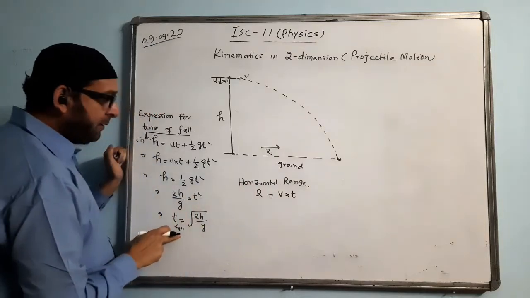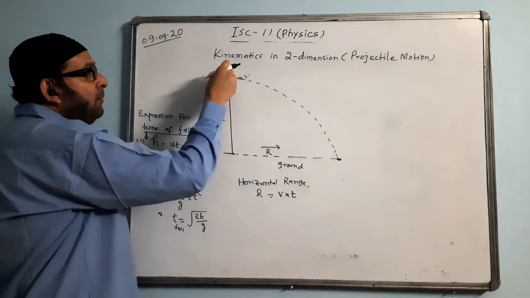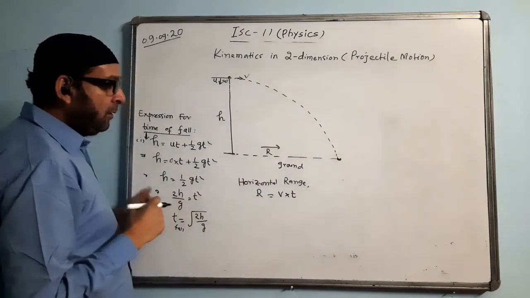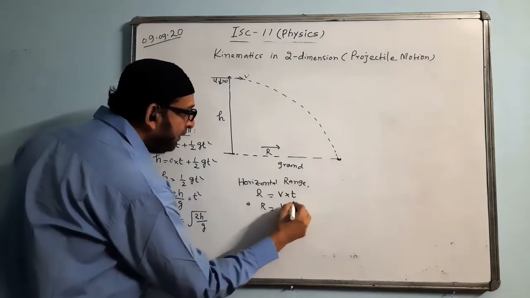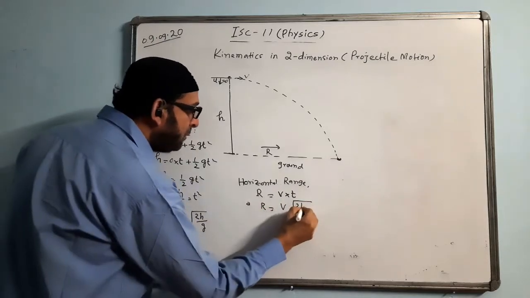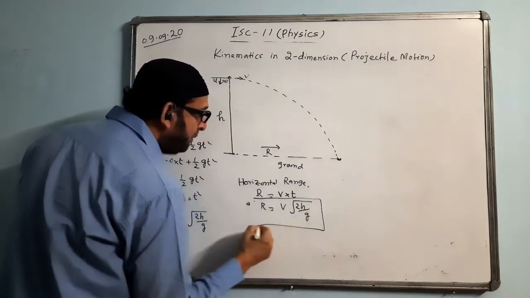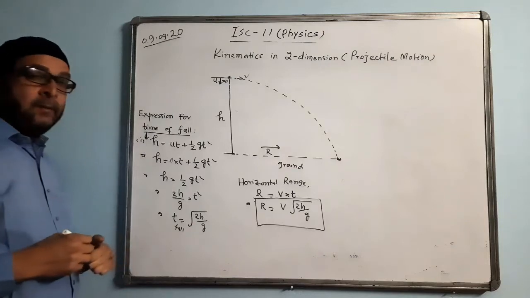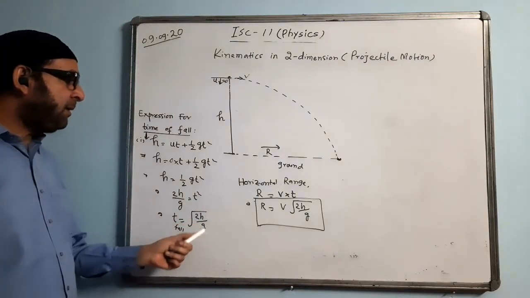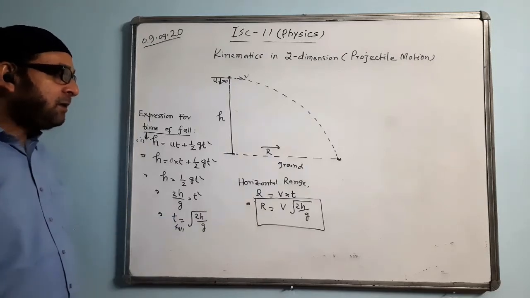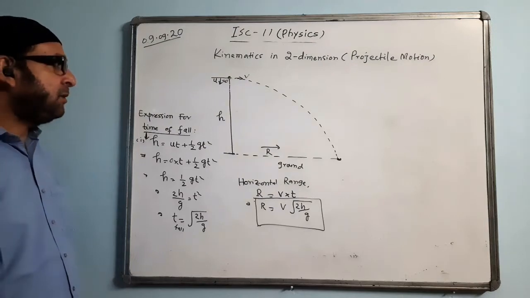This t means the time of fall. There is no time of flight. Time of flight starts from ground to up and then again back to the ground. So here we are writing only v into t. v will remain as it is, and for time we put the value root of 2h by g. So this is the formula of horizontal range in this case. Time of fall is root 2h by g, and horizontal distance covered is R equal to v into root 2h by g.